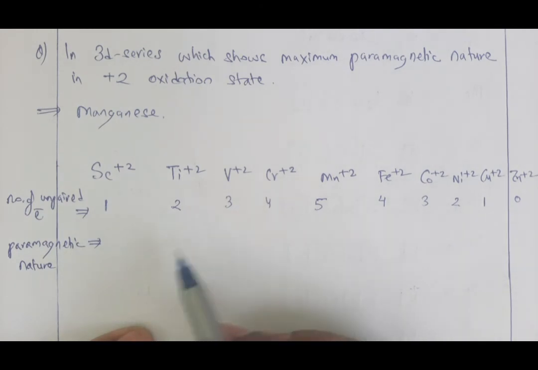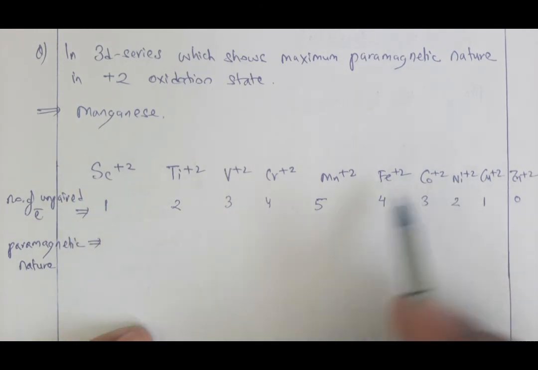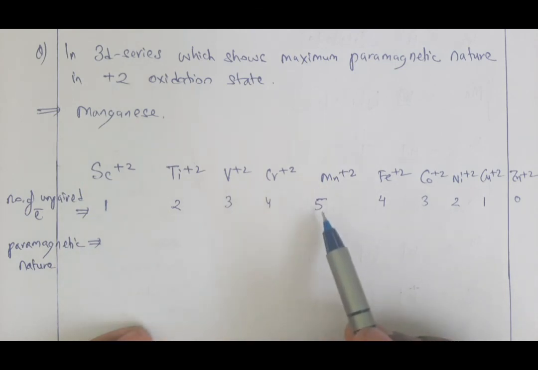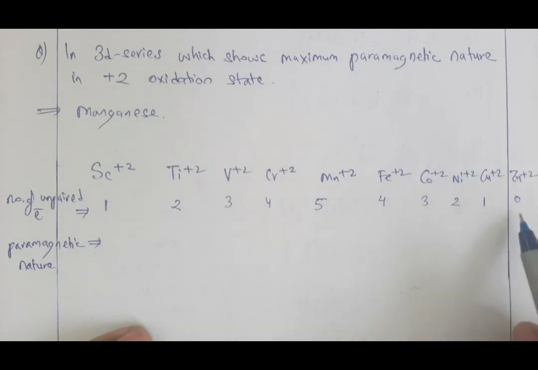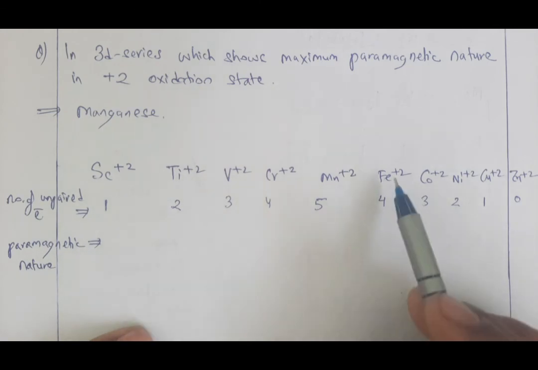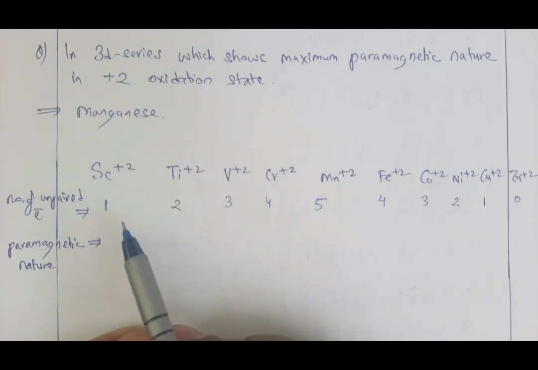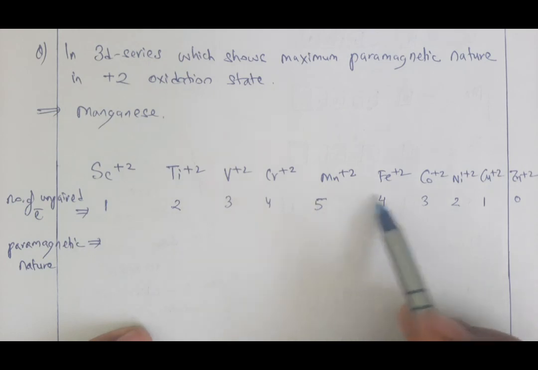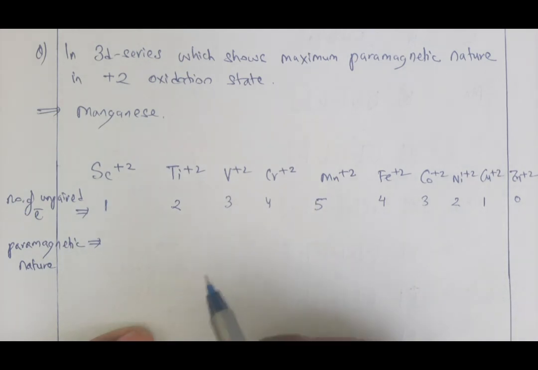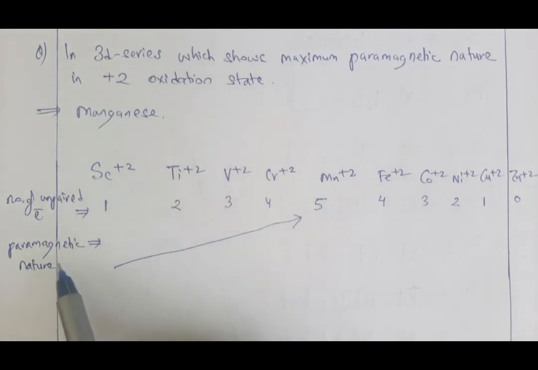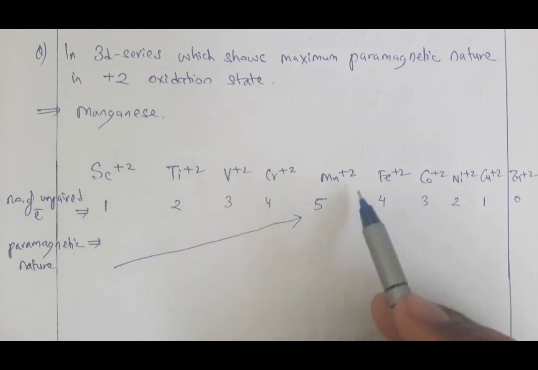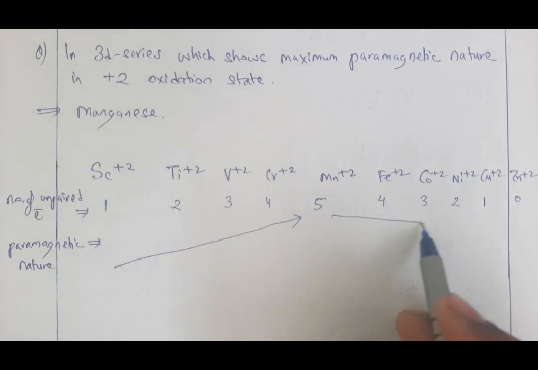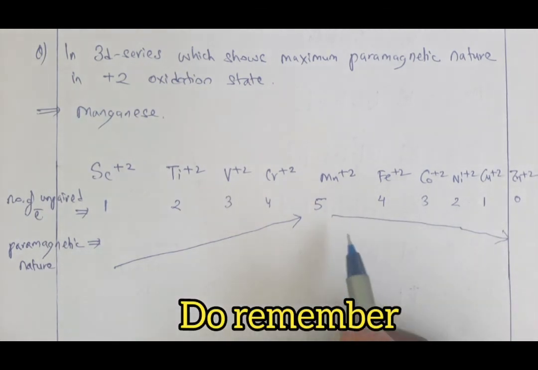And if you follow the trend of the number of unpaired electrons in the 3d series, it's like this: 1, 2, 3, 4, 5, 5, 4, 3, 2, 1, 0. Same thing will happen in case of 4d series, same thing will happen in case of 5d series also. First unpaired electrons increase, then decrease, at the end become 0. So if you see, the more the unpaired electrons, the more the paramagnetic nature. That means the paramagnetic nature will increase till manganese. Who will have the most paramagnetic nature? Manganese. After manganese, unpaired electrons are decreasing, so paramagnetic nature will also decrease.